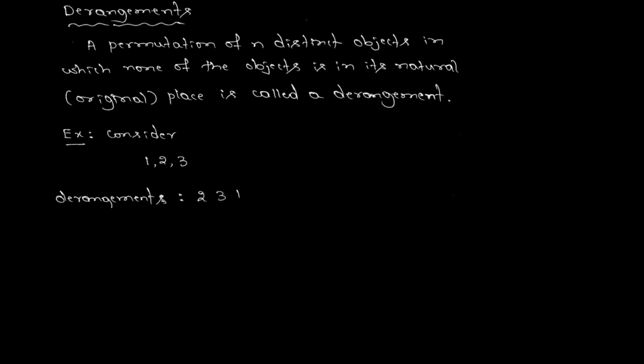Yeah, this is one of the derangements. You can see here 1 was in the first place, but now it has come in the third place. 2 was in the second place, but now it has come in the first place. 3 was in the third place, now it has come in the second place. So it is a derangement because no object is appearing in its original place.